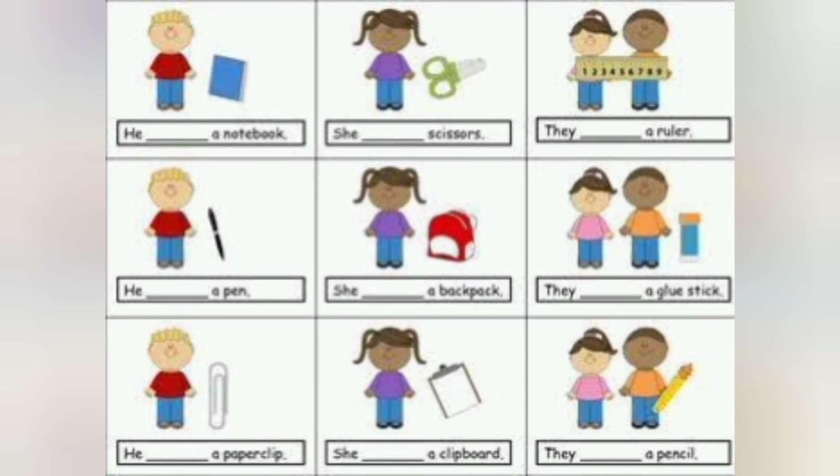So the fifth one, she blank a backpack. She has a backpack. Okay, the next one, they blank a glue stick. They have a glue stick. That's correct. Next, he blank a paper clip. That's correct. He has a paper clip. Okay, the next one, she blank a clipboard. Okay, correct again. She has a clipboard. Okay, next, with the subject pronoun they blank a pencil. That's great. They have a pencil.